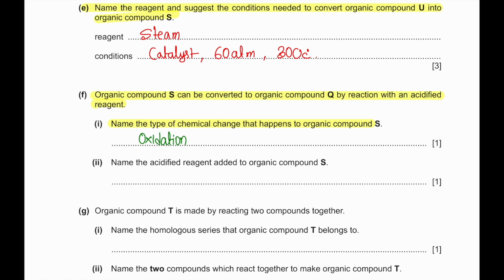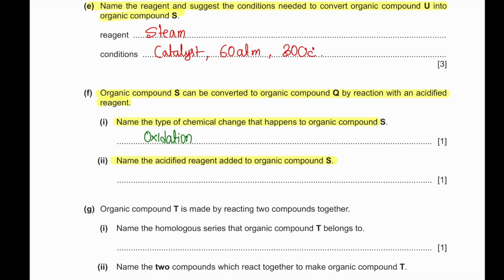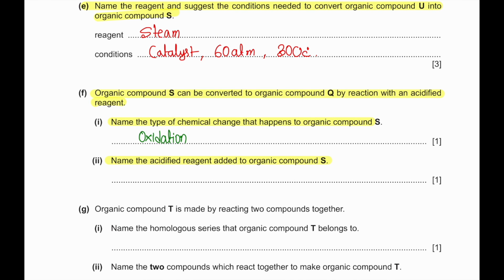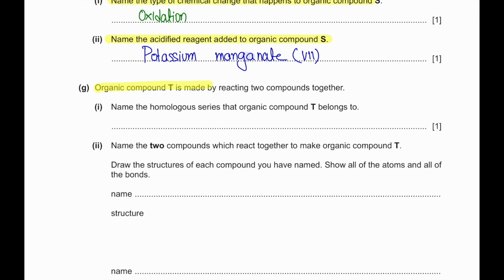Name the acidified reagent needed for organic compound S. To convert organic compound S to Q, we will require acidified potassium manganate. So the answer will be potassium manganate 7.